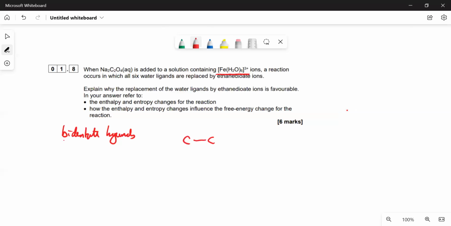Okay, so you've got oxygen with the negative charge, that one, and that can form a dative bond and that can form a dative bond. Sorry, it's a bidentate ligand. All right, explain why the replacement of the water ligands is favorable. And we've got to talk about enthalpy, entropy, and the free energy change. That's what we've got to talk about.